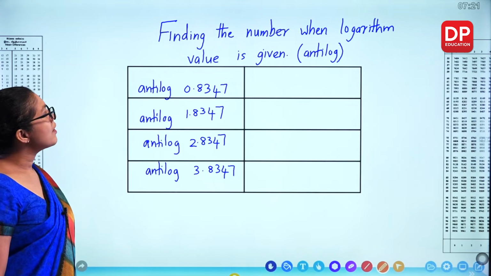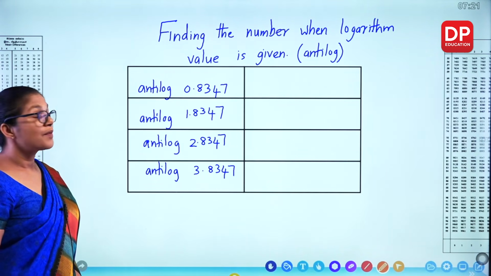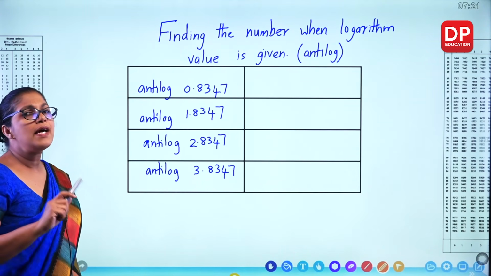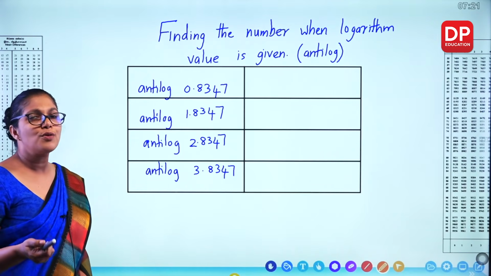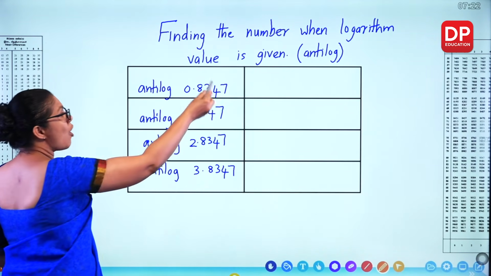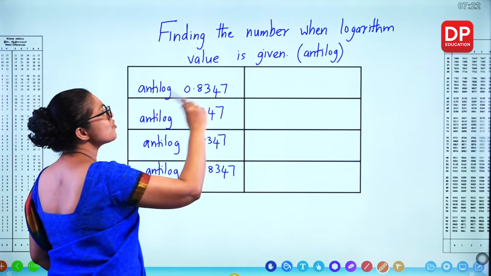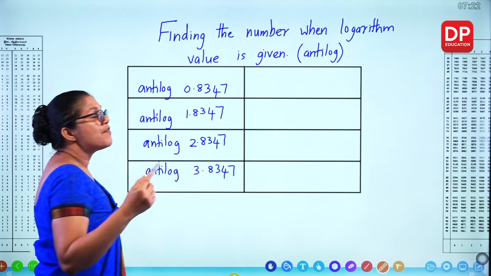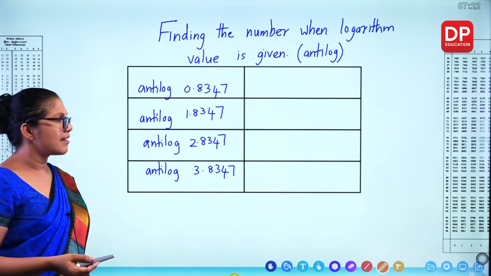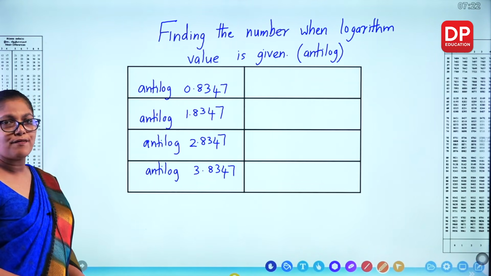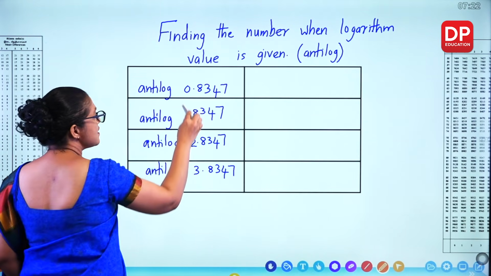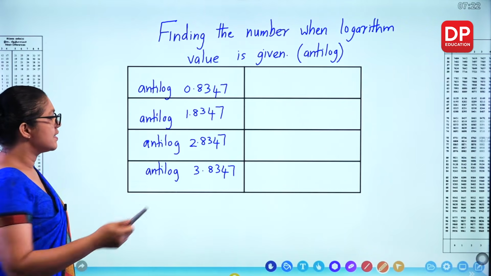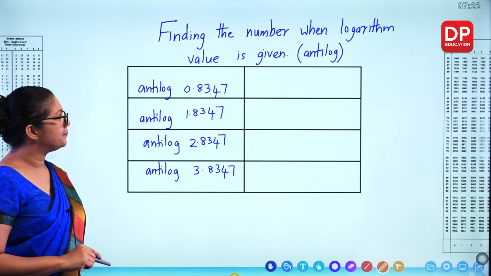Finding the number when the logarithm value is given. Now, this is the other way around. Earlier we had the number and we found the logarithmic value using the log tables. Now the log values are given and you are asked to find the number. We call this anti-log, the reverse process of finding the logarithmic value. Now we'll see how we refer that. So this is the characteristic. That means how many decimal places you move to the right if it's a positive value.